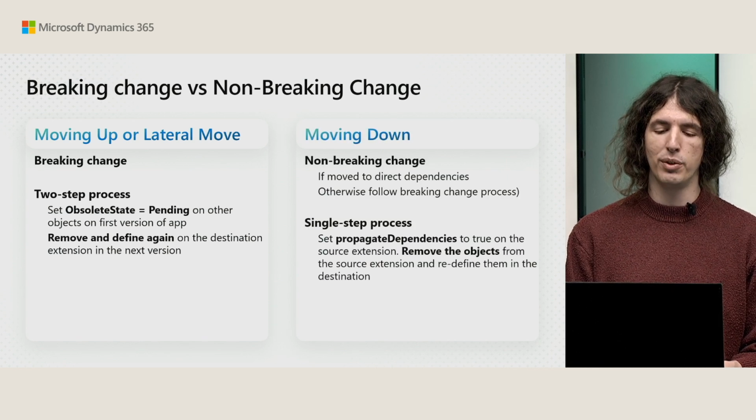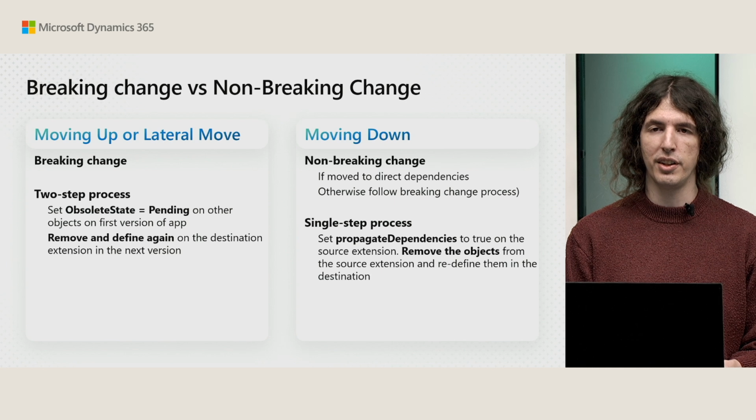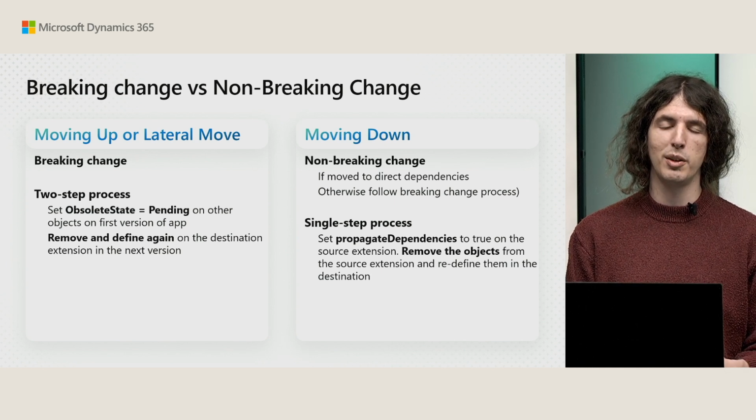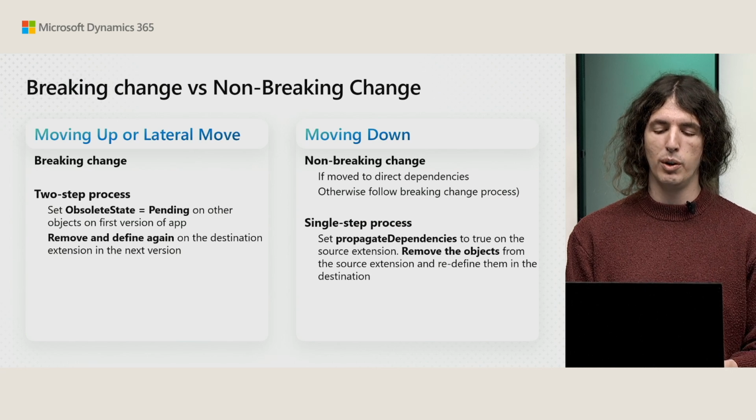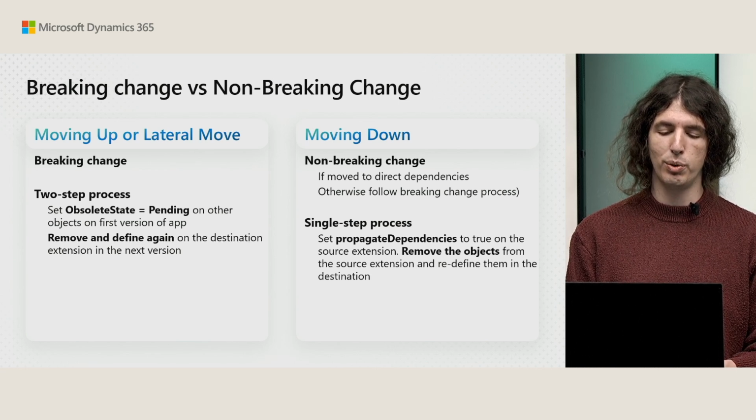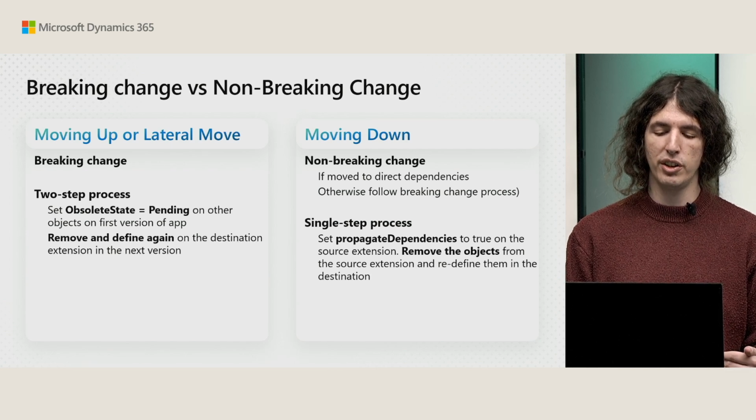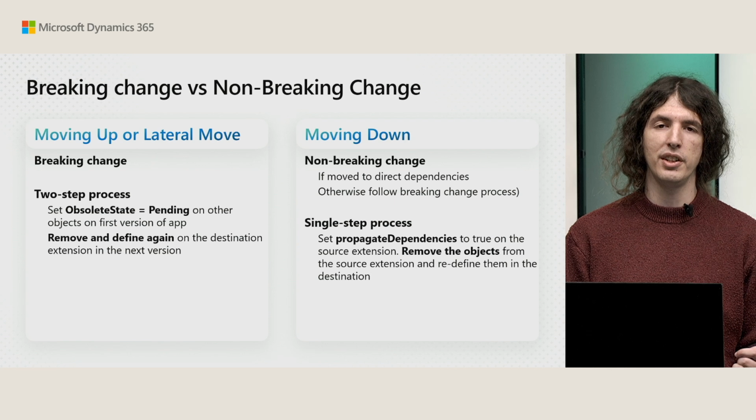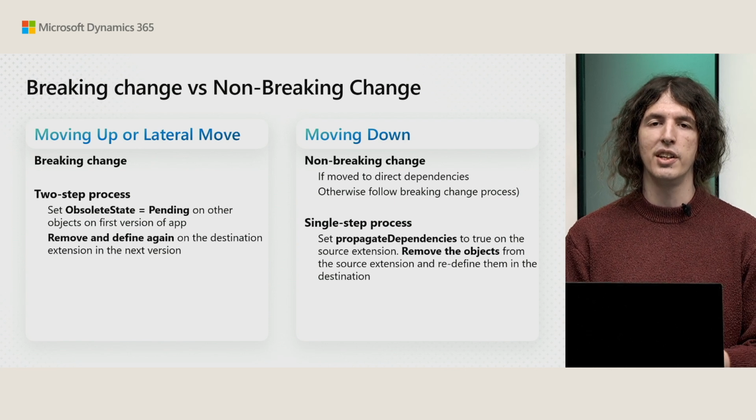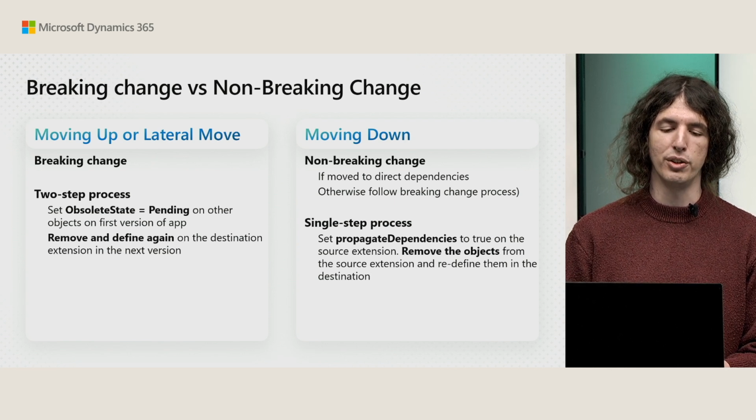If we are moving down to a direct dependency, then it doesn't have to be a breaking change. This we can handle similarly to our previous scenario, where we can set propagate dependencies to true on the source extension and remove the objects from the source extension and redefine them in the destination, which is the dependencies. Then we don't need to do any obsolescence.